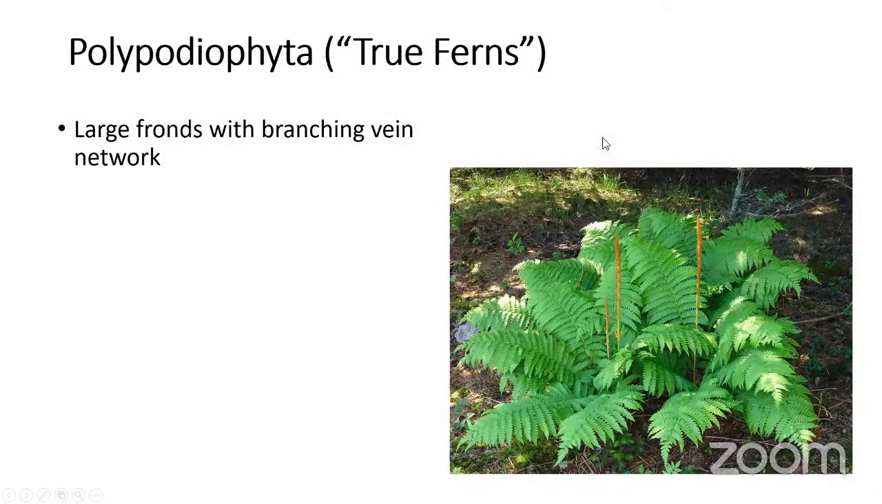And then we have our true ferns, which are going to be characterized by large fronds with branching vein networks. So more than one little vein in the center. We'll have multiple different types and multiple different examples. In this case, we're seeing one where we have both the sterile and fertile frond structures. So you can see that.